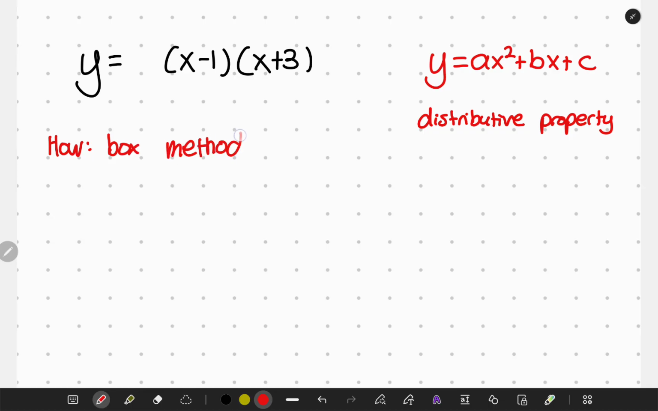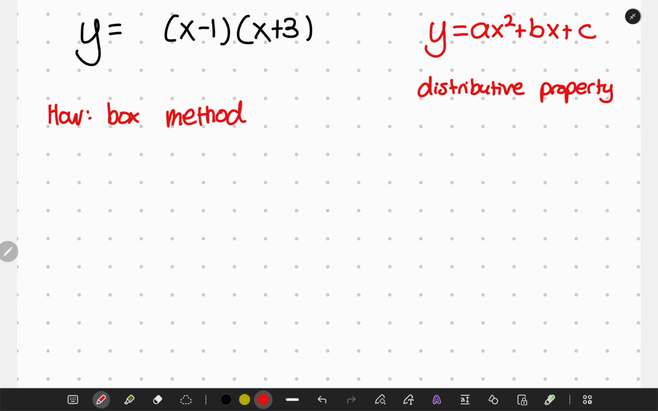Here's how the box method works. All you essentially have to do is, guess what? Draw a box. In order for us to draw the box, the box needs to include the two things that we're multiplying. So before, we said that we're going to multiply x minus 1, and then we look at the second thing we're multiplying and put it up top, x plus 3. Now all we need to do is multiply it.